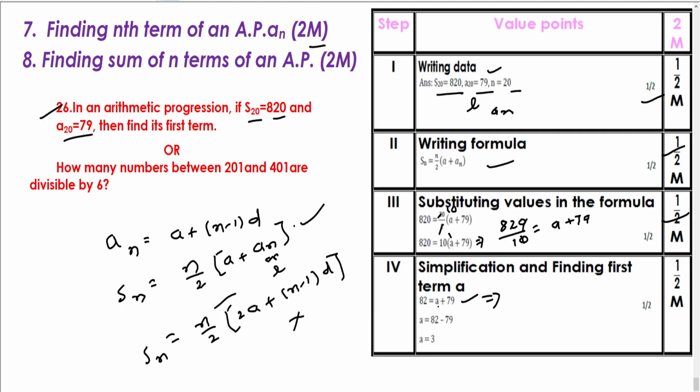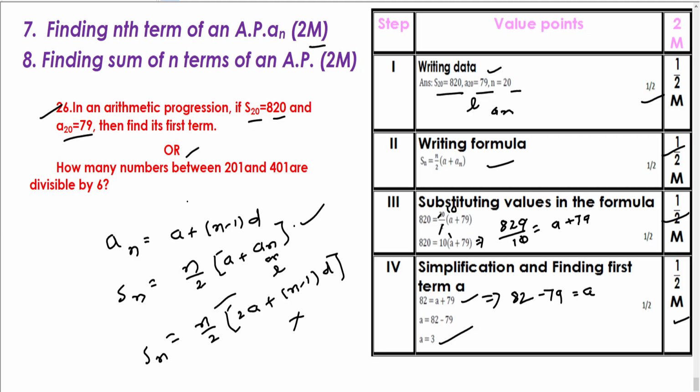When you take 79 to the left, don't misplace it. Put 82 as it is. Take 79 to the left. You get 82 minus 79, which is 3. The correct answer is 3. In simplification, many of you make mistakes. Be careful.